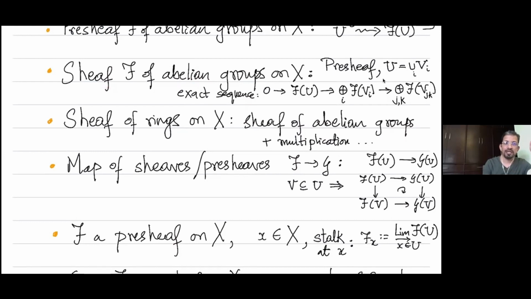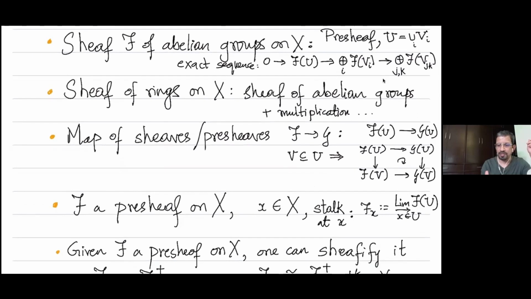So a sheaf of abelian groups is nothing but a pre-sheaf which has a gluing condition: for any open set, if I have an open cover V_i, then the gluing condition that we saw yesterday holds. I won't elaborate too much on it, except to say that every section, or every element of F(U), is uniquely determined by the condition that it consists of one element of F(V_i) over that open cover, which agree on the pairwise intersections. That's what the exactness of the sequence is.